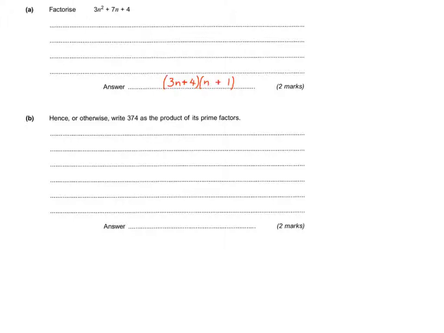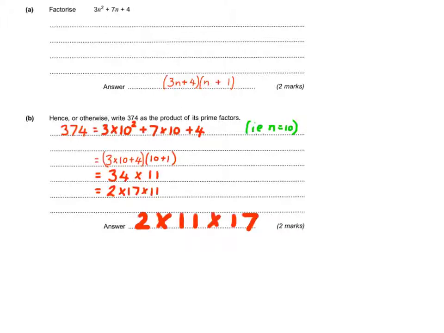And then the next one, hence or otherwise, write 374 as the product of its prime factors. Well, you might notice that 374 is a bit like the thing in the last question. 3 times something plus 7 times something plus 4. So if we think of n as being 10, then that would be 3 times 10 squared plus 7 times 10 plus 4, which is 374. So 374 can be written as 3 times 10 squared plus 7 times 10 plus 4.